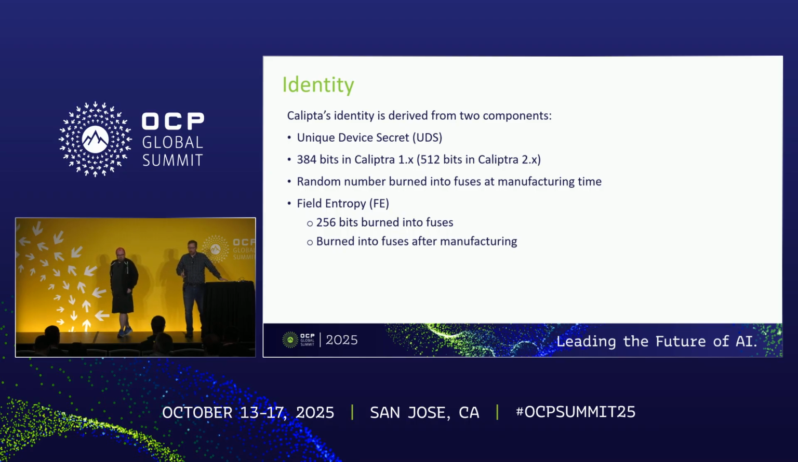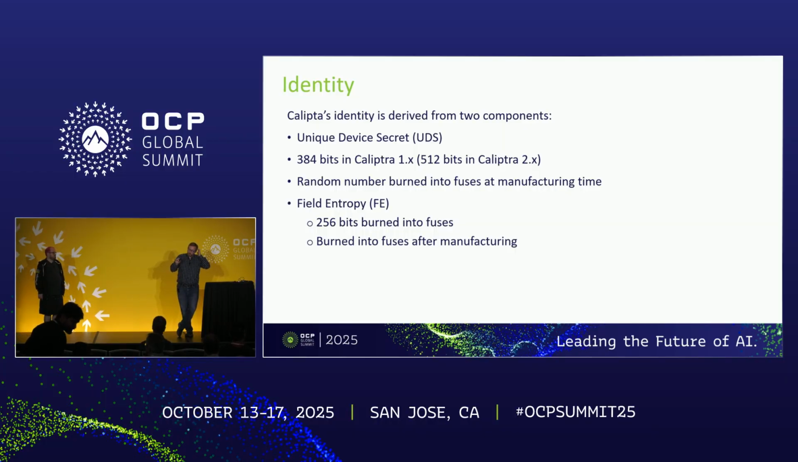All right, so it all starts with two secrets in Caliptra. First, there's a UDS, 384 bits wide in 1.x. We bumped up to 512 in 2.x, burned at manufacturing time, and then kept alone, except until you want to end of life the device and zeroize it. Field entropy is not burned at manufacturing time. It is burned in the field, hence the name. 256 bits, burned after manufacturing.